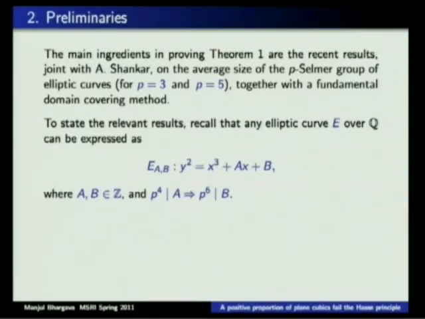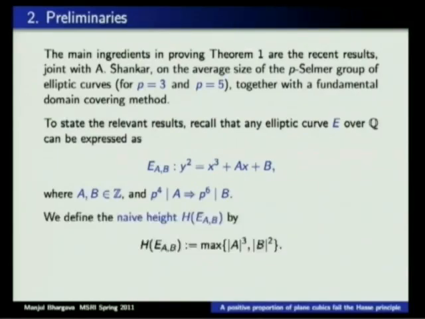Sorry? Oh, p to the 6 does not divide b. Yeah, absolutely. P to the 4 divides a implies p to the 6 does not divide b. Sorry, I'm not quick enough to change this in real time. Please change that if you're taking notes. P to the 6 does not divide b. So in other words, if p to the 4 divided a and p to the 6 divided b, then you could reduce a by a factor of p to the 4 and b by a factor of p to the 6, so that this didn't happen.